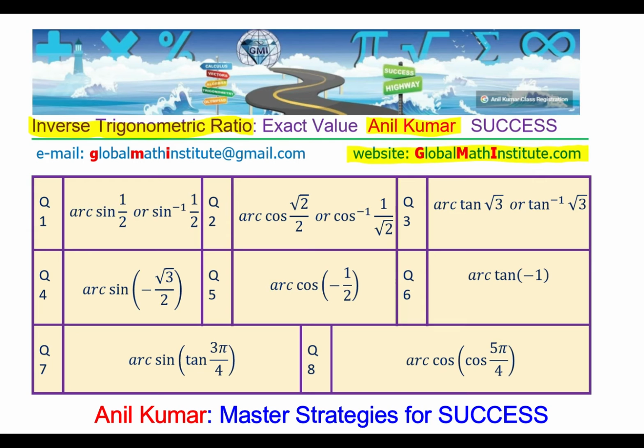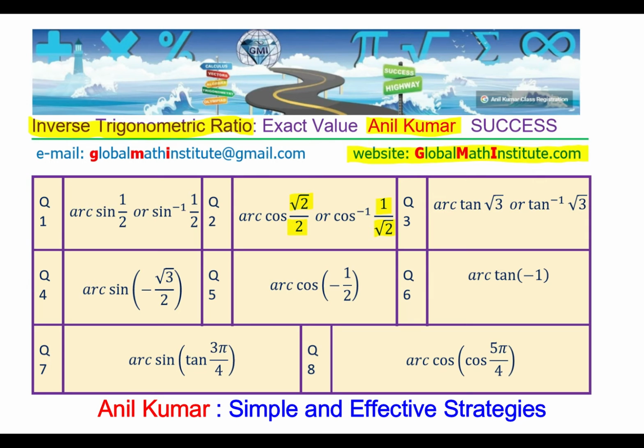Question 2 is arc cosine of square root 2 over 2, or cos inverse of 1 over square root 2. Now square root 2 over 2 can also be written as 1 over square root 2. So many times, when not rationalized, the problem may have 1 over square root 2. Then arc tan square root 3, or tan inverse square root 3.